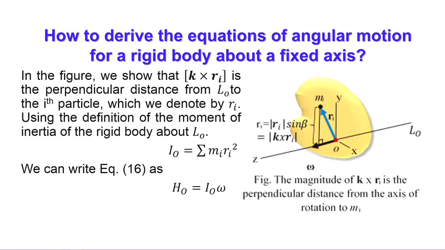So this is the magnitude of H_0. Now, in this case, k cross r_i: when it is rotating, r_i is the position vector of the ith particle from the z axis or L_0 axis, whatever we call it. So this k cross r_i actually gives the perpendicular distance from the particle to the axis of rotation. So small r_i is the perpendicular distance of the particle from the axis. From this cross product we can find it.